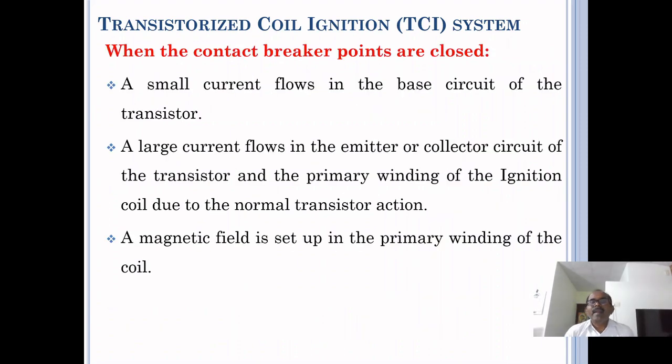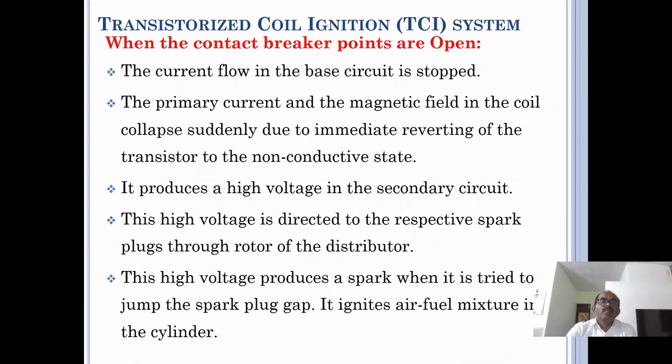When the contact breaker is closed, a small current flows in the base circuit of the transistor. A large current flows in the emitter or collector circuit of the transistor and the primary winding of the ignition coil due to normal transistor action. A magnetic field is set up in the primary winding of the coil. When the contact breaker is open, the current flow in the base circuit is stopped. The primary current and magnetic field in the coil collapse suddenly due to immediate switching of the transistor to the non-conductive state. It produces the high voltage in the secondary circuit.